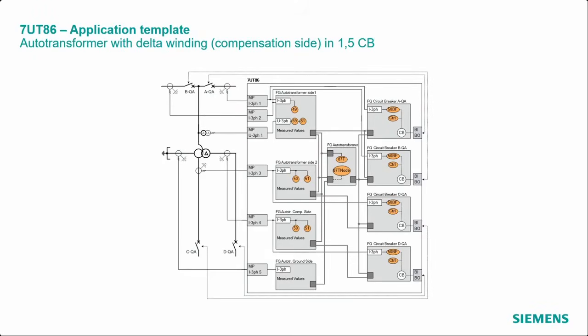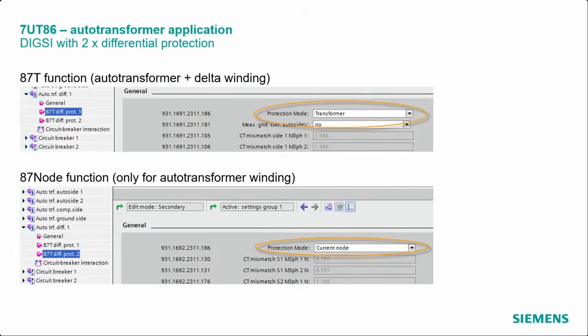We have up to 4 function groups circuit breaker. And this is what I explained before. So that means now we have 2 times this differential protection instantiated. It is the same function, but you have 1 parameter for the protection mode. That means you instantiate here in the auto transformer diff 2 times the differential protection, and then you go into the settings, and then you can do the selection protection mode for transformer. That means including the delta winding, auto transformer plus including the delta winding.